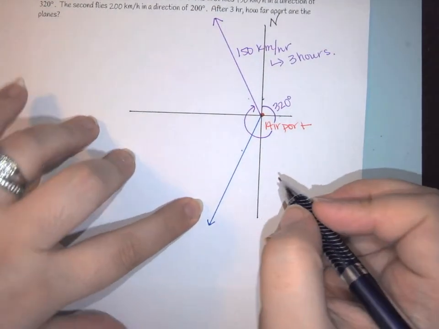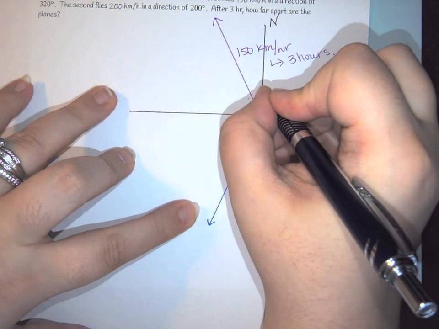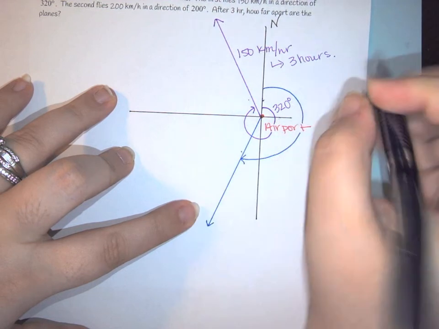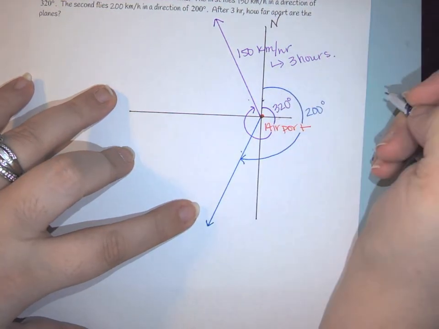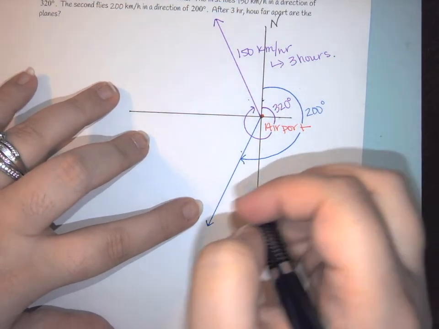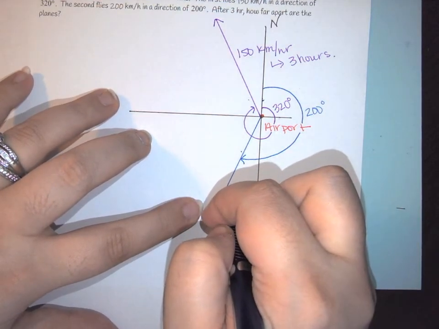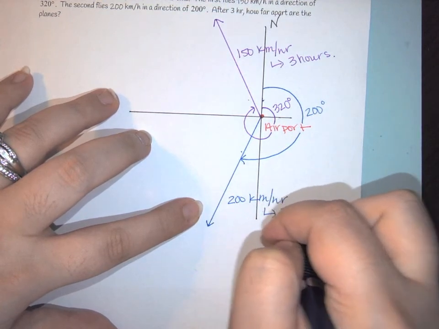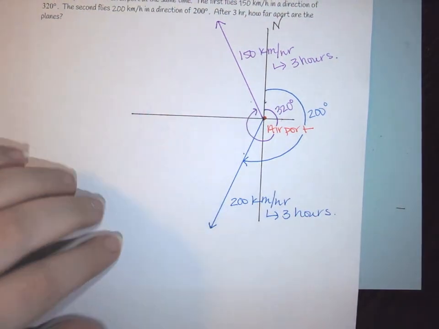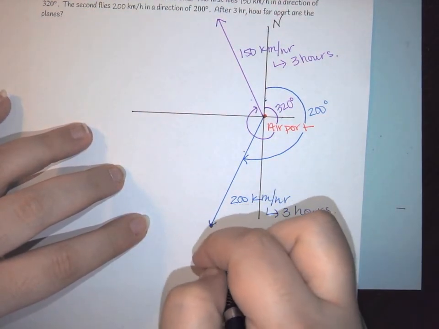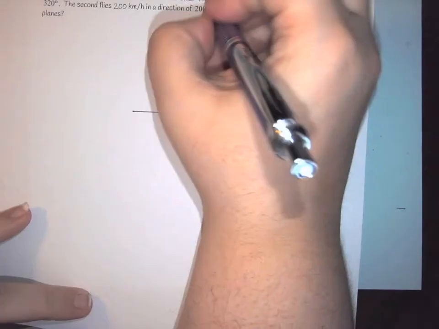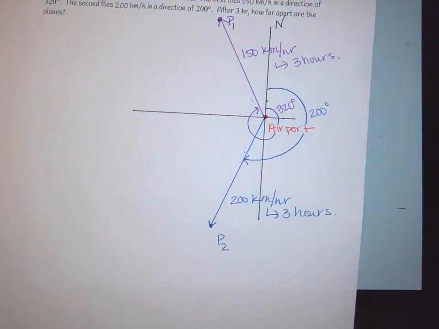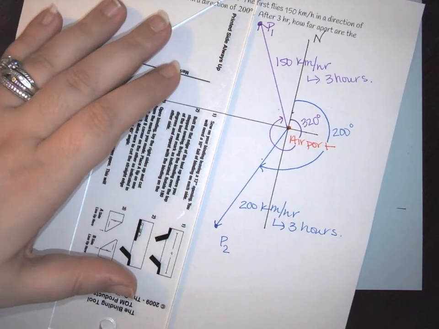So again, we started out here and went down around for 200 degrees. We also know that this plane is going to be going 200 kilometers per hour for the same 3 hours. So here, this would be my plane 2. This up here would be my plane 1. So we've kind of got this where we can connect it.